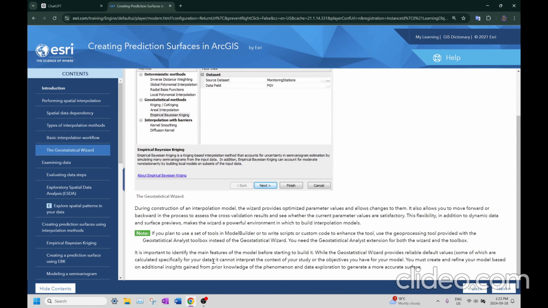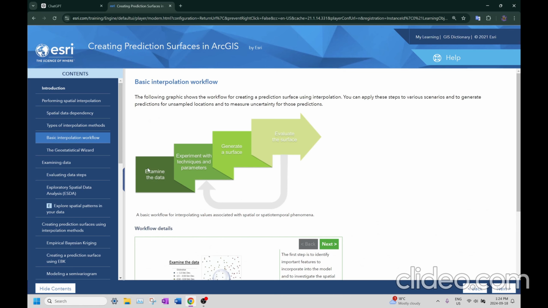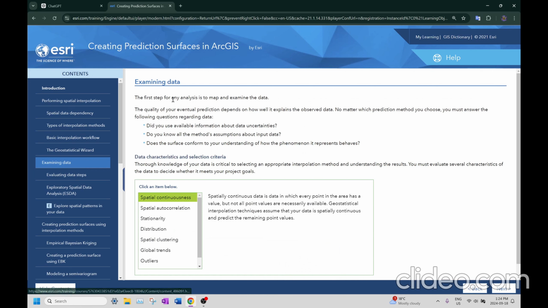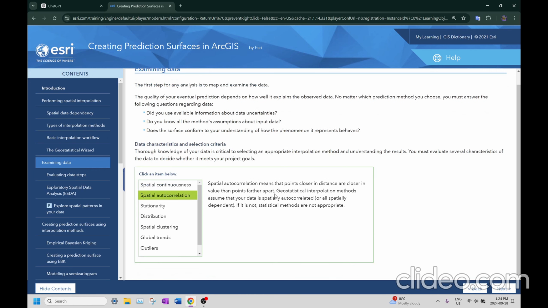There's no best preference for different methods. It depends on the context of your study or the objectives you have for your model. So you have to create and refine your model based on additional insights gained from prior knowledge of the phenomena or the data exploration to generate a more accurate surface. The workflow includes examine data, experiment with technique and parameters, generate surface, evaluate the surface. So first of all, examine the data.